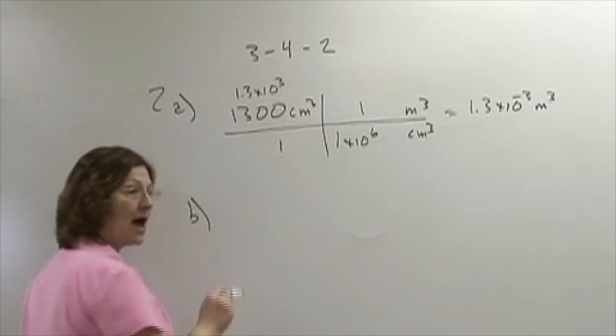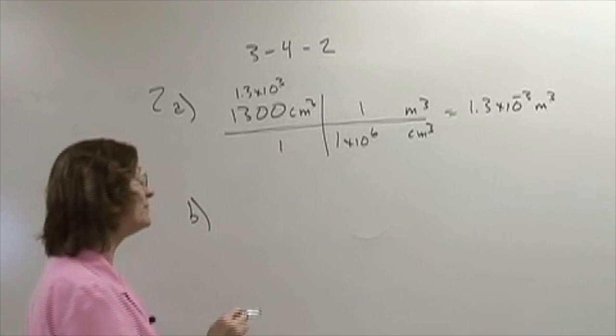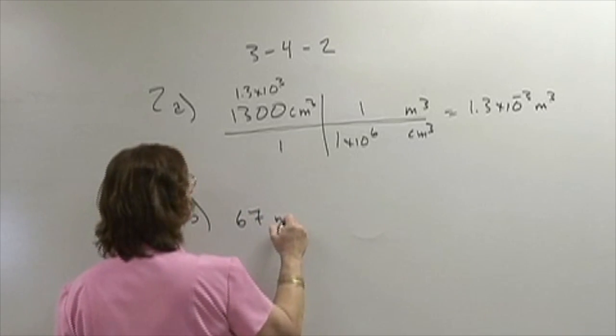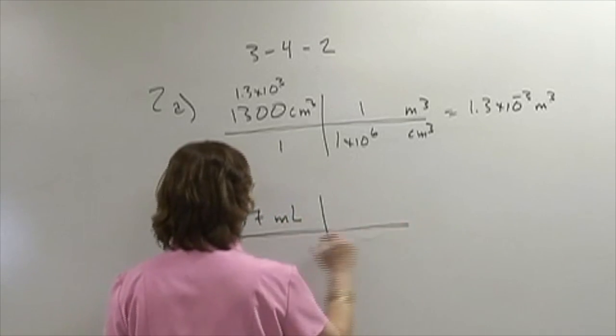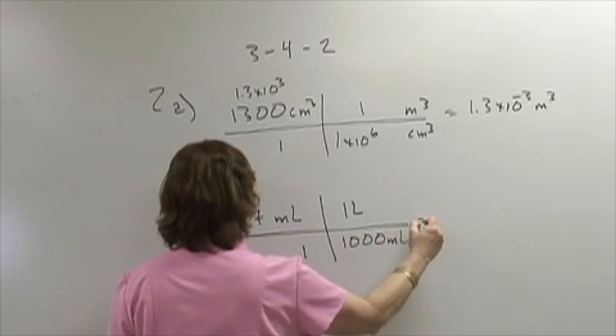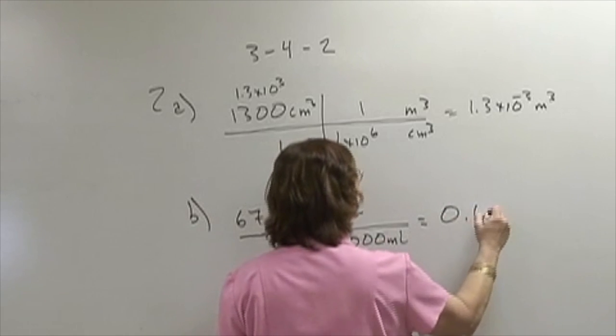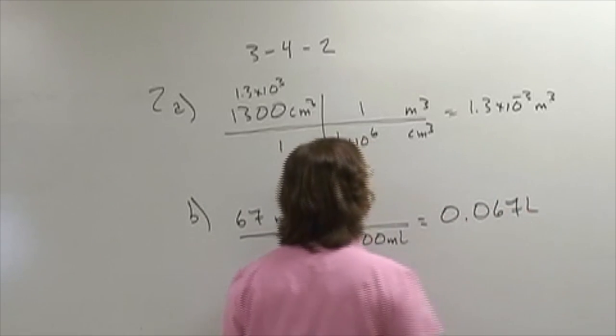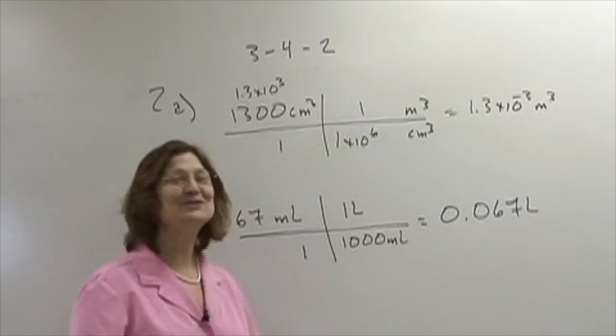Now in B, I am changing 67 milliliters to liters. And 1 liter has 1,000 milliliters. And therefore this answer is 0.67 liters. And that's how you do A and B.